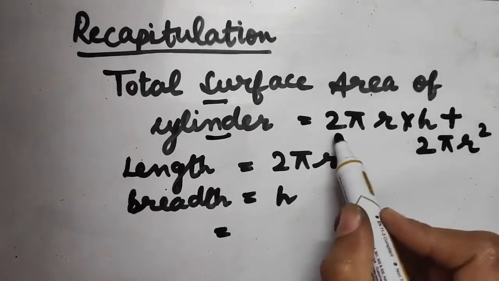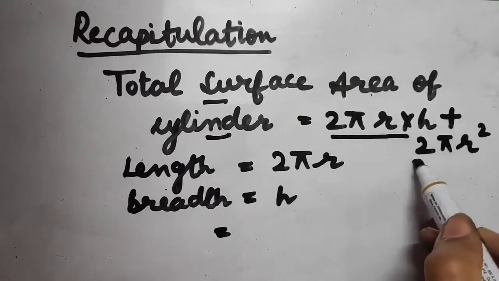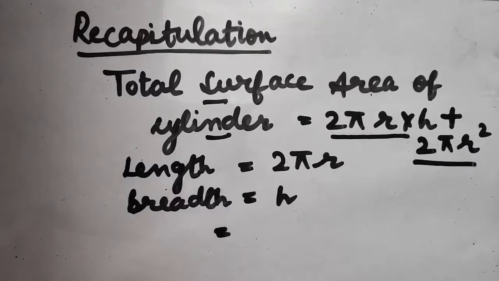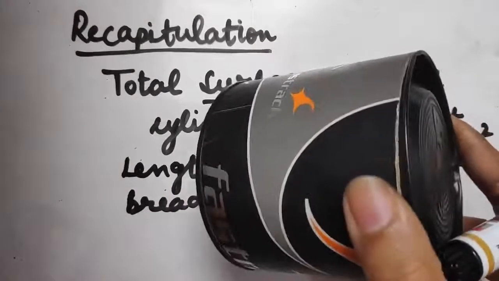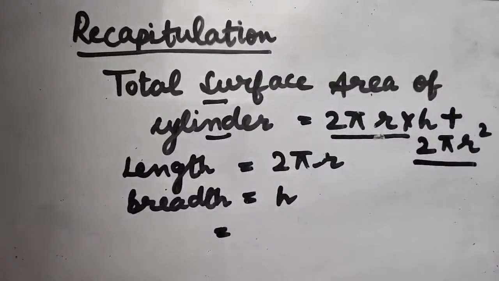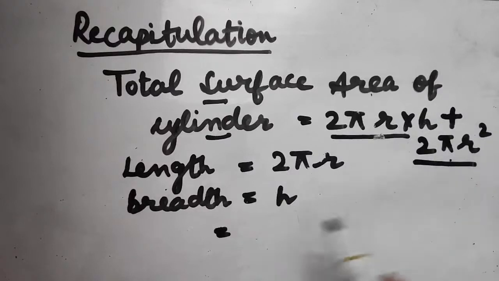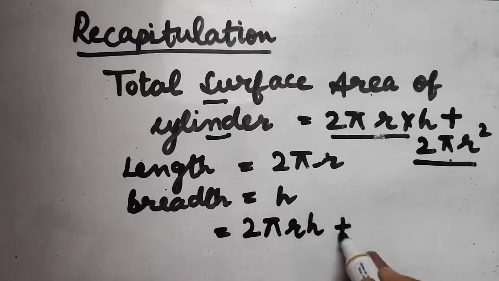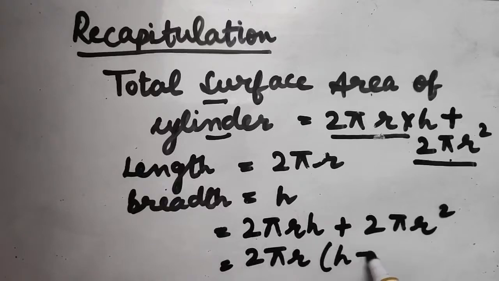So we have added the curved surface area of the cylinder plus the area of 2 circles. As we know, in a cylinder, top and bottom are circles. So we have added the two circle areas, that is 2 pi r square. So total surface area equals 2 pi r h, I am writing it again here, plus 2 pi r square, or 2 pi r can be taken out from this. It can be written in this manner also, 2 pi r bracket h plus r.